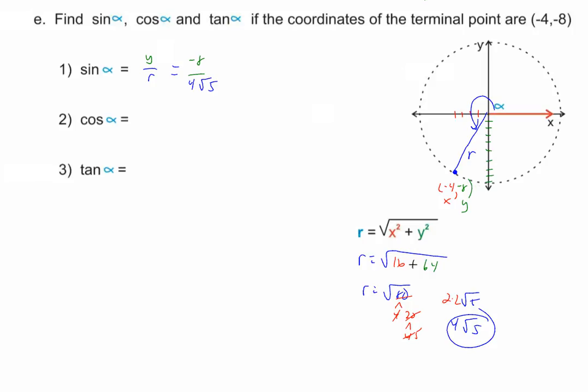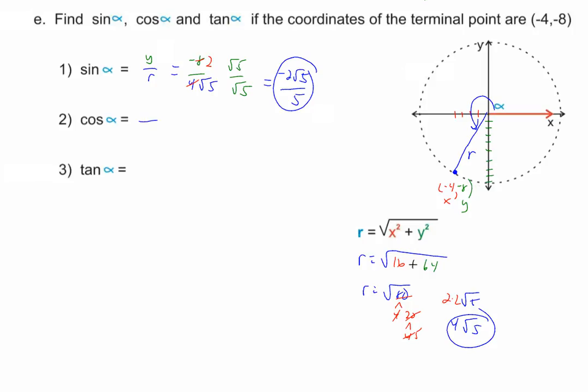So before I do that, I can divide the -8 and the 4. And now I'll rationalize my denominator, square root of 5, whatever I do to the bottom, same thing to the top. And where do we end up? -2 times the square root of 5 over 5. And that's the sine of alpha. Okay? I'm going to do this for the cosine and the tangent.